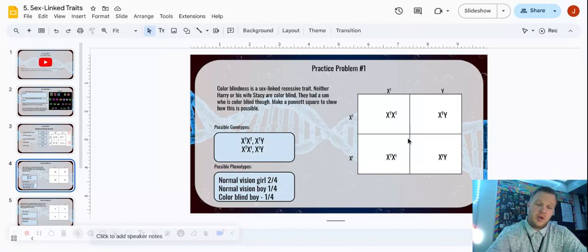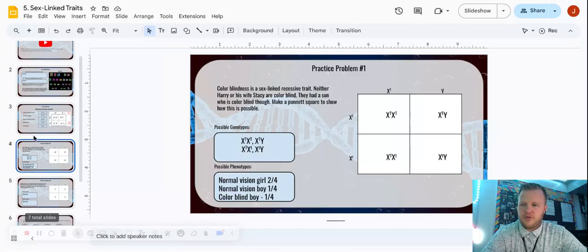So one thing to pay attention to, if it's a sex-linked recessive trait, the mom is going to be the one that gives that to the son. If the son has the trait, then it has to come from mom, because sons will only get the Y chromosome from dad. Okay, so these ones are, I would say, the most complicated of the 3 that we're doing.